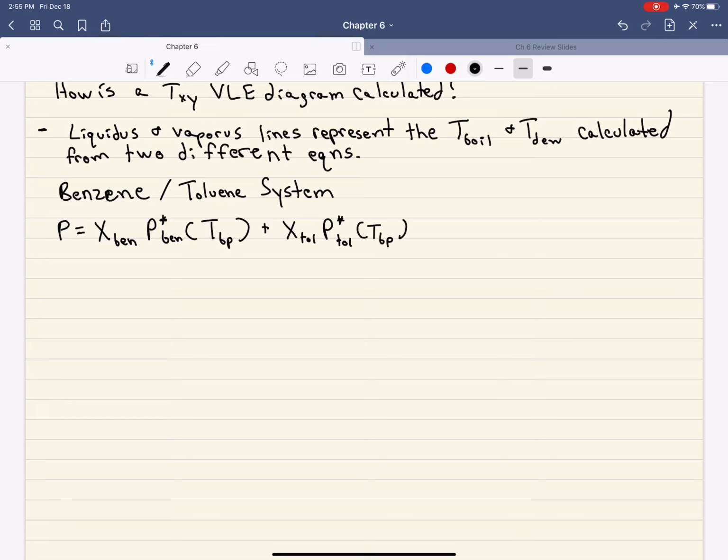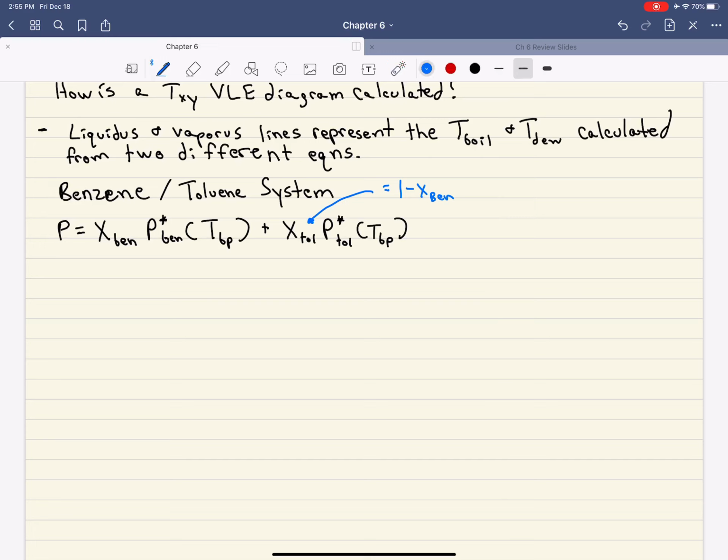right? And I want to emphasize something here, that even though we're looking at two different components in the mixture, they both have the same boiling point, right? So there's just going to be one boiling point temperature that we're going to use in this equation, okay? I'm now going to simplify this equation by rewriting it in terms of only the benzene mole fraction, right? Because we know, since it's a two-component system, that our X toluene is also equal to just 1 minus X benzene. I'm also going to expand out the vapor pressures here by plugging in Antoine's equation, right?